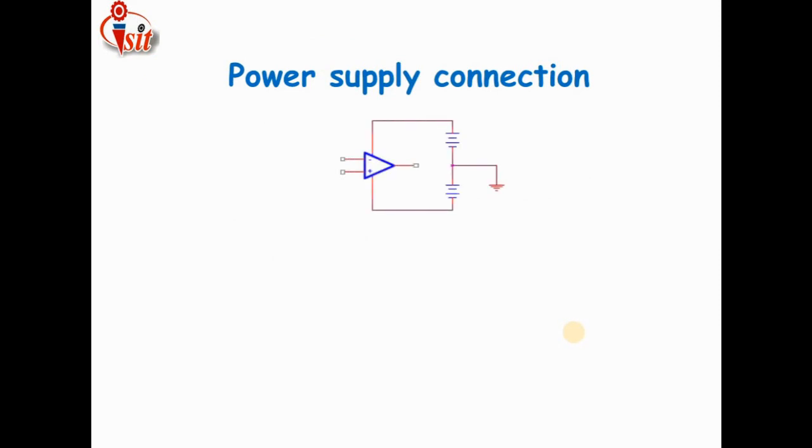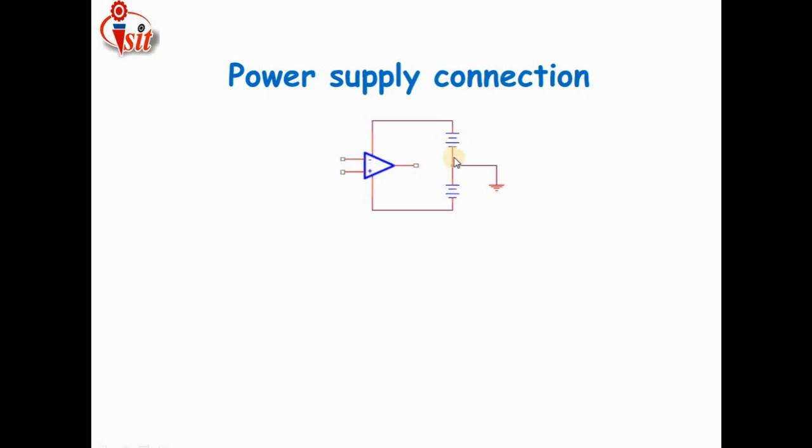Then next, power supply connection. How do we connect the power supply to the op-amp? Just see here, the negative supply, minus VEE, is connected to the negative terminal of the op-amp, which is also called the inverting terminal. In this circuit diagram, the positive terminal of the op-amp is connected to ground. That means opposite connections are made along with the power supply.